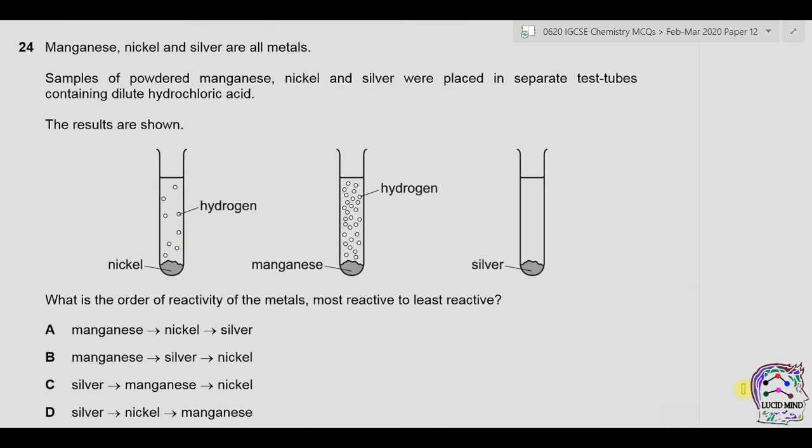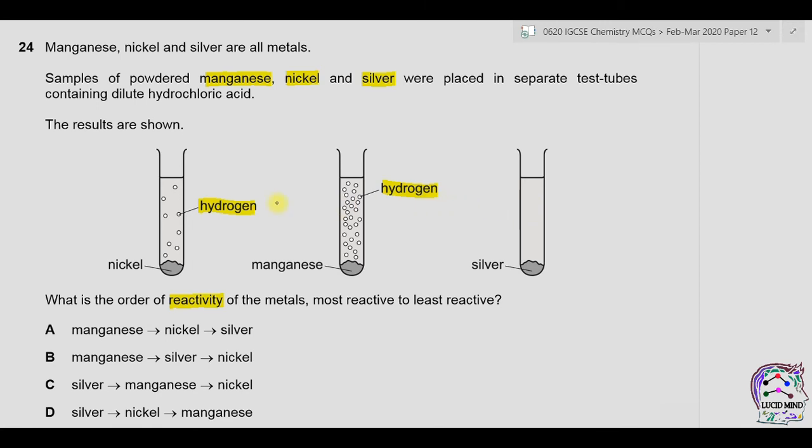Question 24. Manganese, nickel and silver are all metals. Samples of powdered manganese, nickel and silver were placed in separate test tubes containing dilute hydrochloric acid. The results are shown. You can see hydrogen gas is being produced. What is the order of reactivity of the metals, most reactive to least reactive? Now these metals react with hydrochloric acid to form salt and hydrogen. We can see few bubbles of hydrogen gas are produced in the first test tube, while in second test tube more hydrogen is being produced. In test tube 3 we don't have any hydrogen formed.